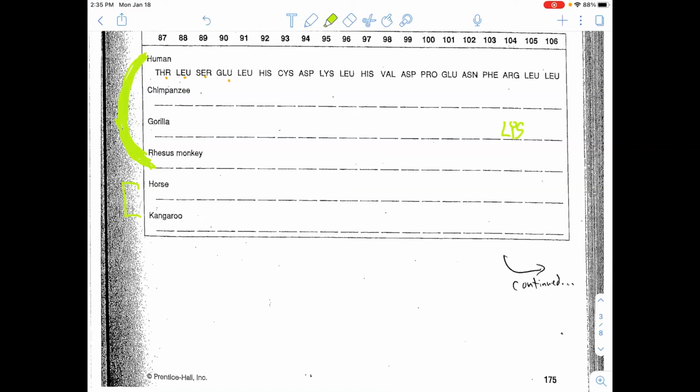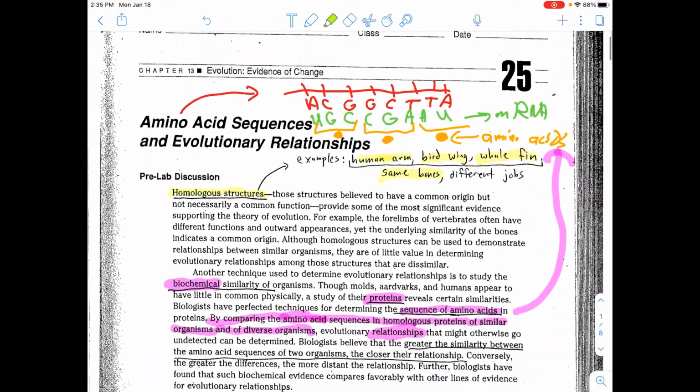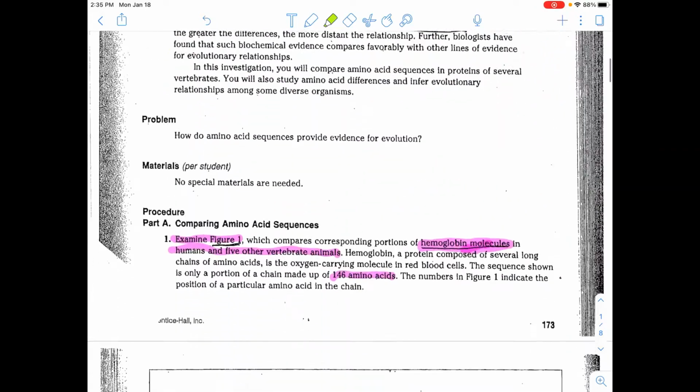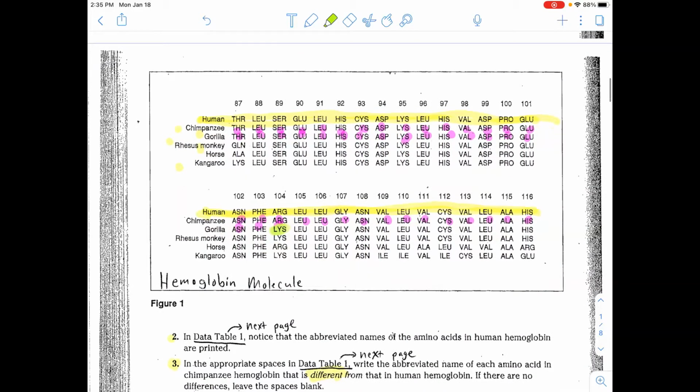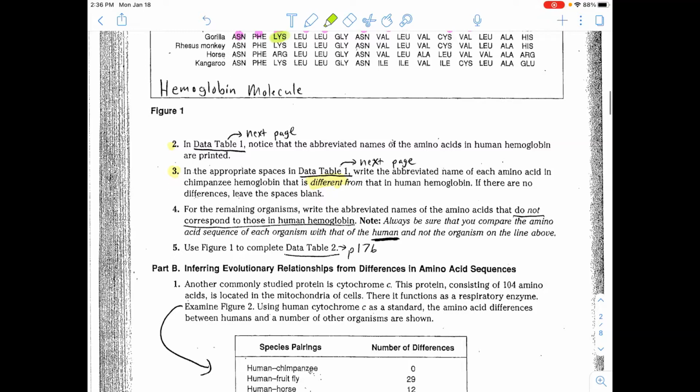Okay, students, so this is the second part of the video for this assignment, amino acid sequences and evolutionary relationships. In the first part of the video, we figured out what amino acids were, and we compared the amino acids for these animals here: human, chimpanzee, gorilla, rhesus monkey, horse, and kangaroo. And so we took care of numbers 2, 3, and also number 4 of the directions.